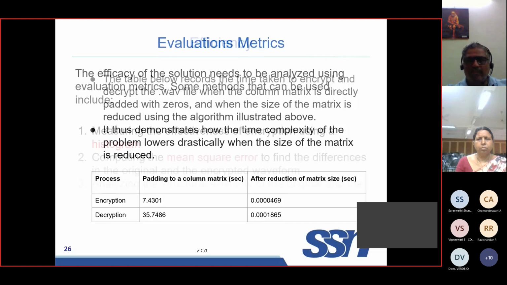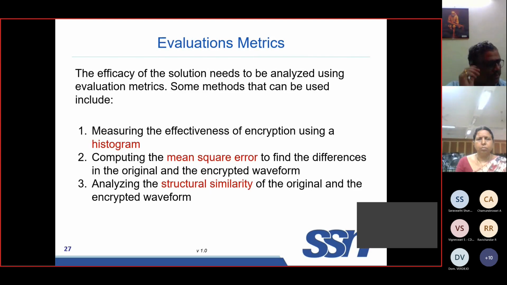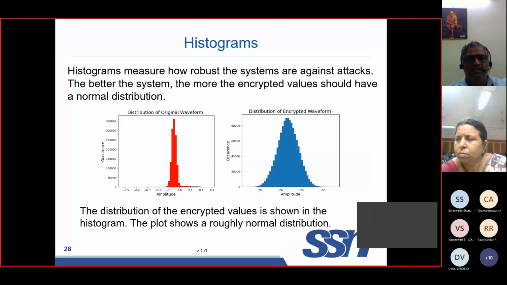We also need to evaluate the efficiency of our solution. We've proposed a couple of methods that can be used. We can measure the effectiveness of encryption using a histogram, and the mean square error is also computed to find the differences between the original and encrypted waveform. The structural similarity of the original and encrypted waveform is found to see how similar they are. The first metric that we use is a histogram.